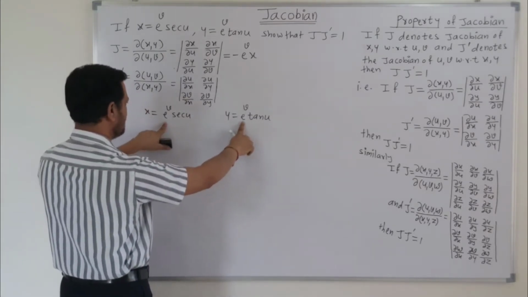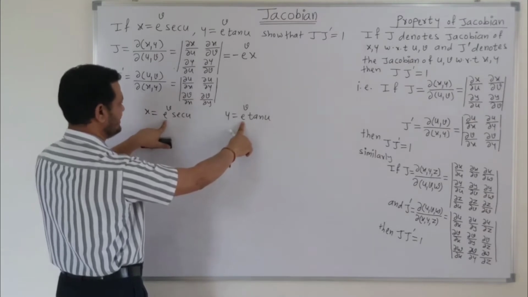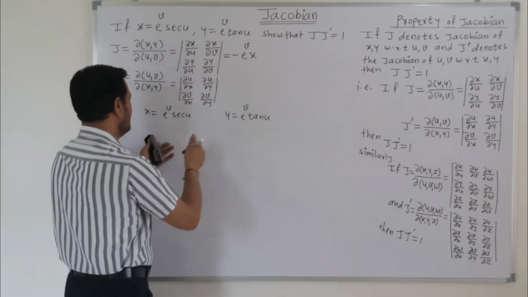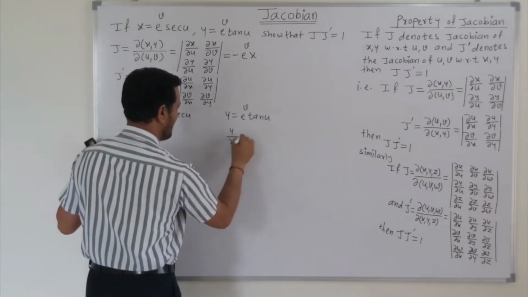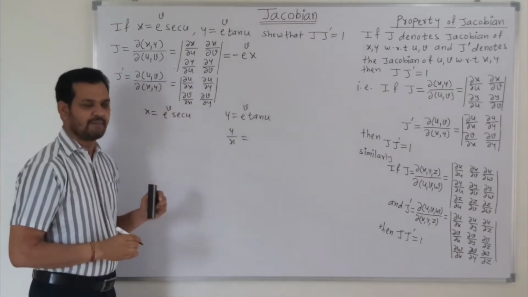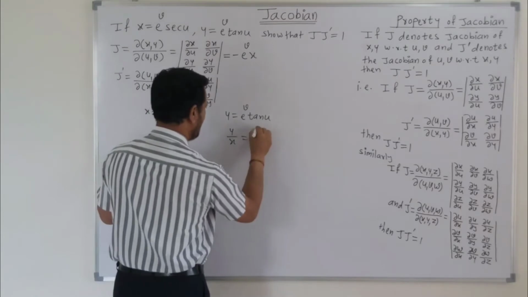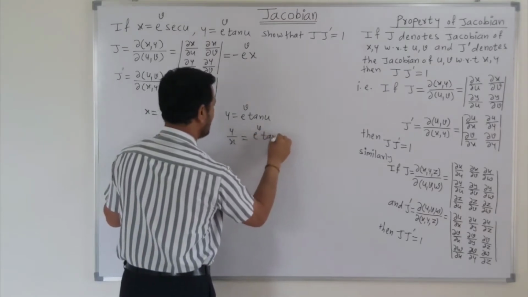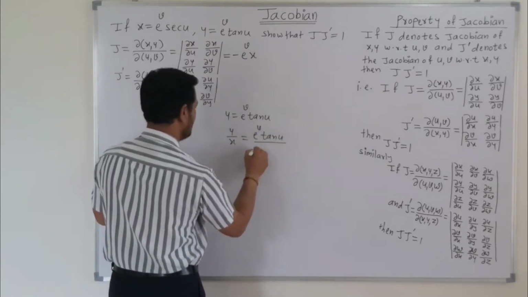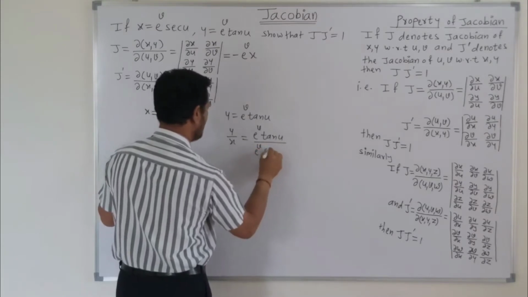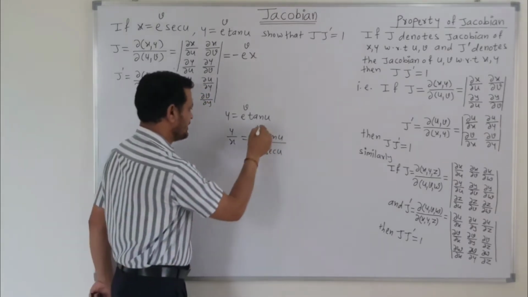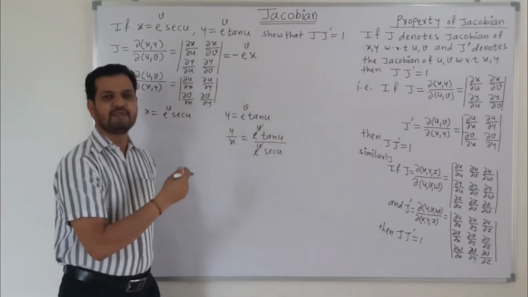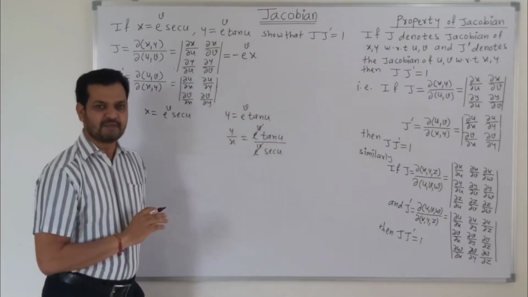If we take the quotient of these two terms, this e raised to v will get cancelled. That means if we take the division, y upon x, then this becomes e raised to v into tan of u divided by e raised to v into sec of u. So we take the quotient of these two terms so that the e raised to v term gets cancelled. That means v will get removed from this equation.